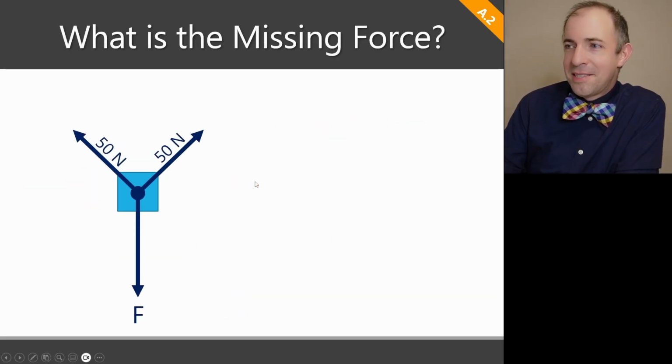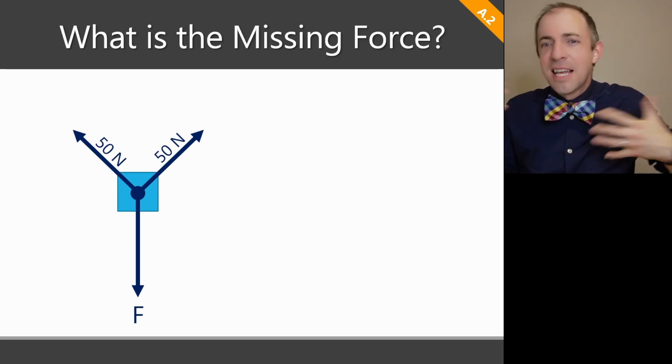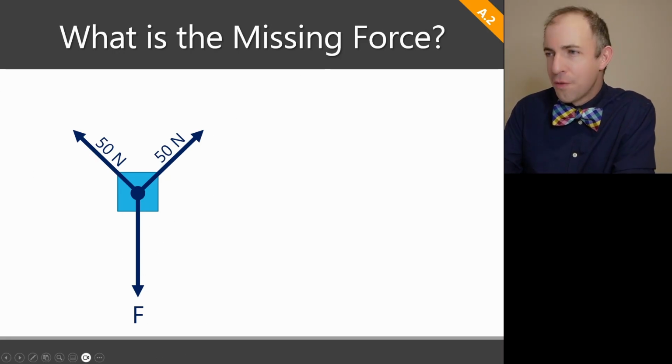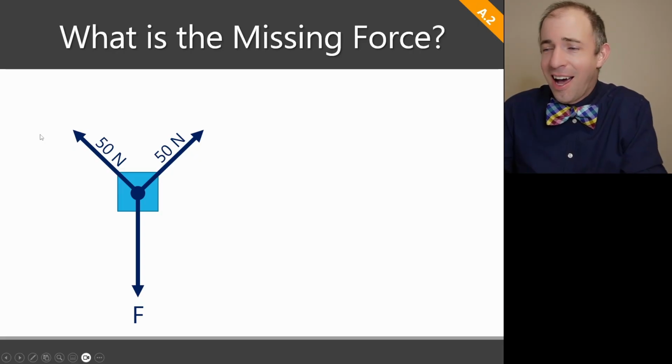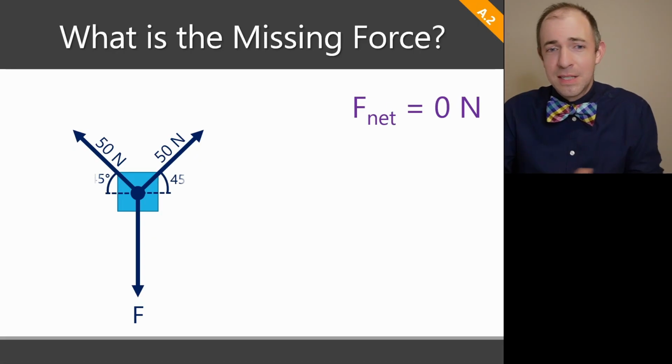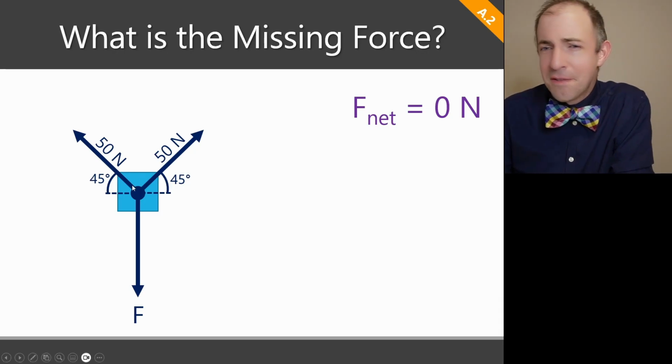So let's look at this in another example. We'll see several examples here. This is a situation where you have a force going down and two forces going up, 50 newtons each, at a certain angle. This is also going to be a net force of 0. Let's define that angle as 45 degrees.